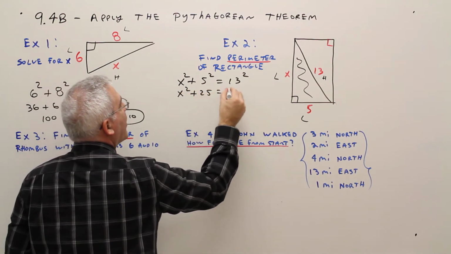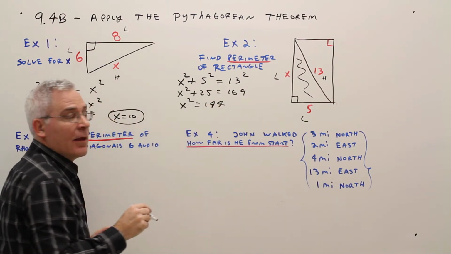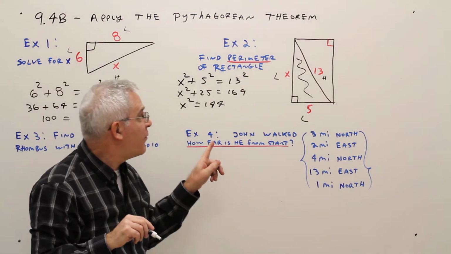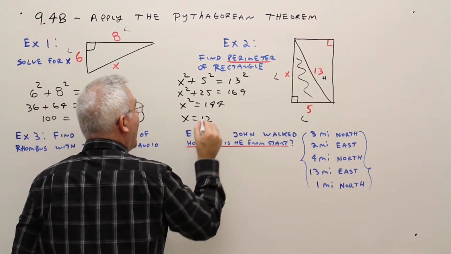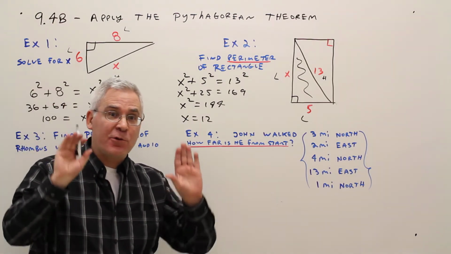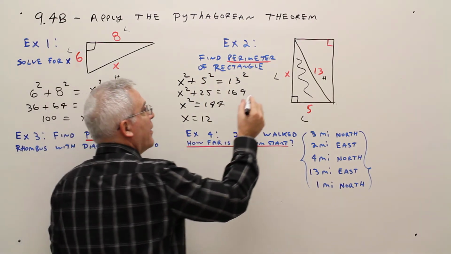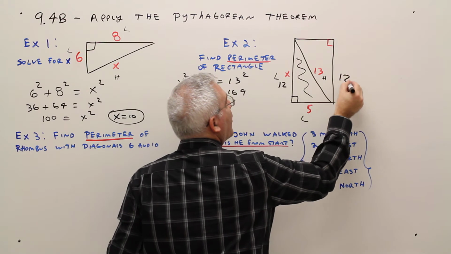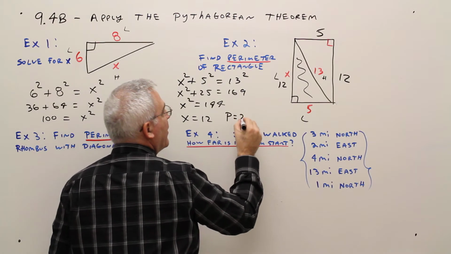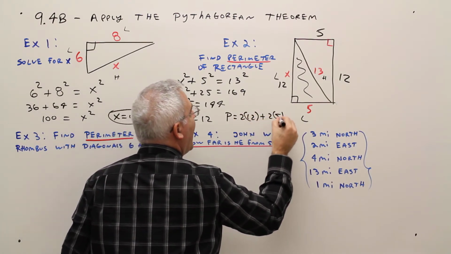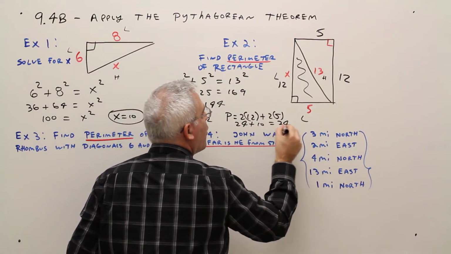X squared plus 25 equals 169. X squared equals 144. Again, I won't do plus or minus the square root because a side length cannot be negative. So x equals 12. Now, very often students stop there because they solve for x. They don't care about x, they want the perimeter. So we're a 12 here, we're a 12 here, we're a 5 there. So the perimeter is going to be 2 12s plus 2 5s. 24 plus 10 equals 34 units.